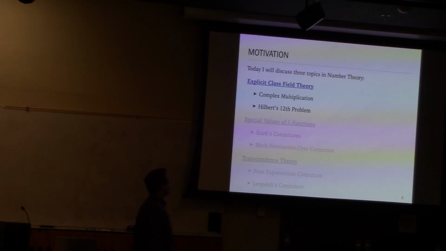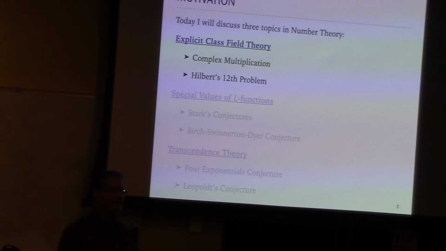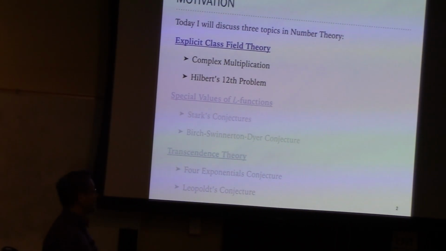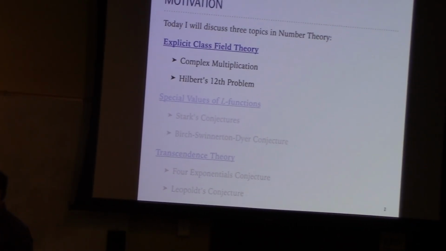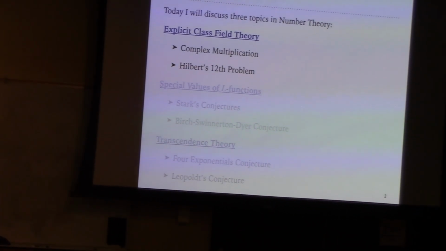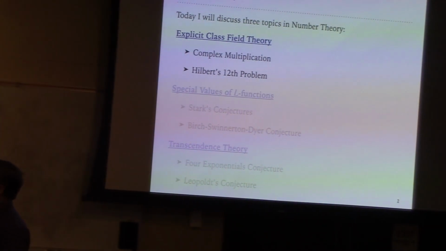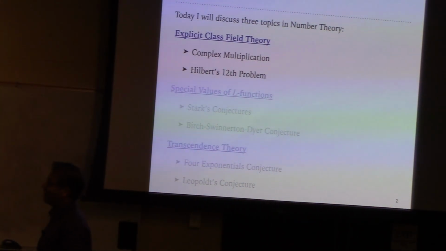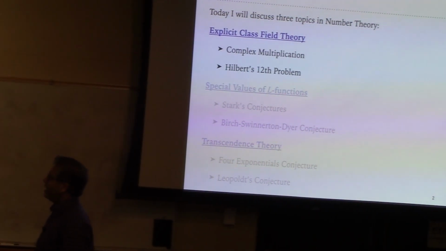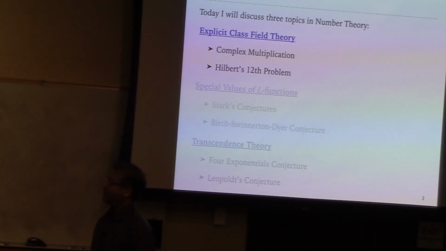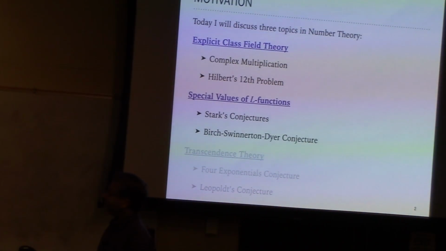This is a classical motivation for the types of questions I'm going to think about: special values and explicit class field theory. A classical theorem is the Kronecker-Weber theorem, which I'll state in a second, and that goes into the 20th century theory of complex multiplication. Actually, complex multiplication was already in the works in the latter part of the 19th century. And then we have Hilbert's 12th problem, a very famous open problem in math.